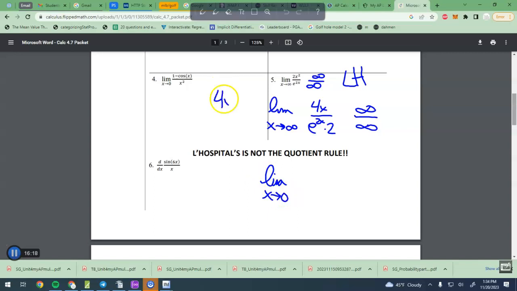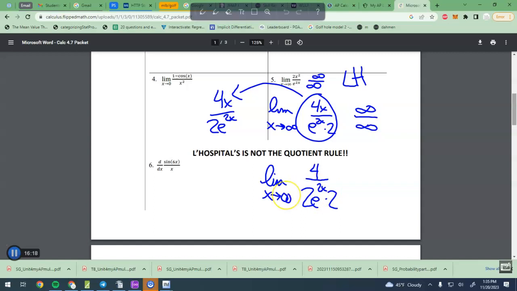So this is really like 4x over 2e to the 2x. I'm just rewriting that so I can take the derivative a little easier. All I did was move the 2. So what's the derivative of 4x? It's 4. The derivative of 2e to the 2x would be 2e to the 2x times 2. So the 4 and the 2 over 2 cancel, and I basically get 1 over e to the 2x. And if I plug infinity into that, what do I get? I get 1 over infinity, which is 0.